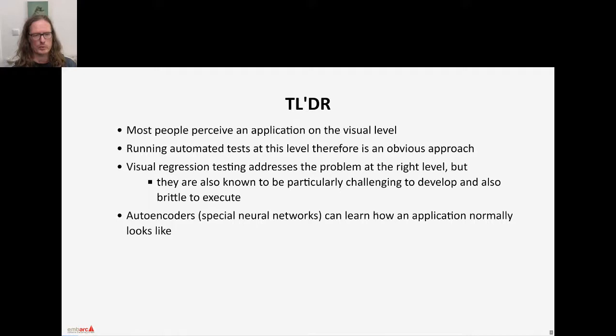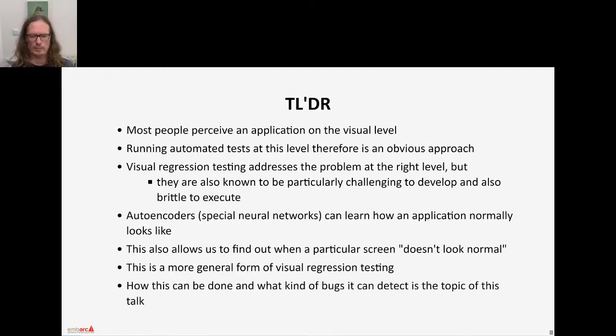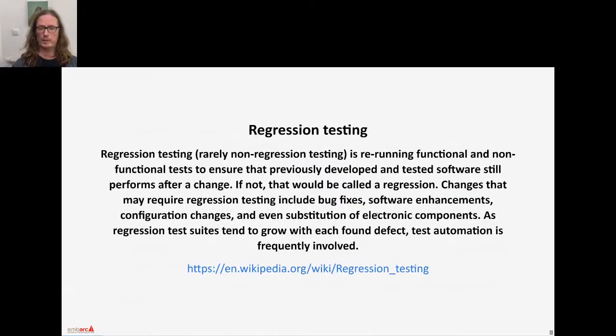And I will try, and I will succeed, I can give you that, to teach that neural network how an application normally should look like in general. Maybe it's just a page of an application, but we will have a look at that. And then if something doesn't look normal, that might be an indication that there's something broken on that page. So what I'm proposing is a more general approach to visual regression testing. How this is done and why that might be hard and what kind of bugs can be detected is the topic of this talk.